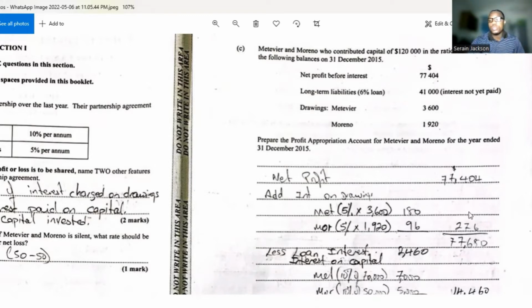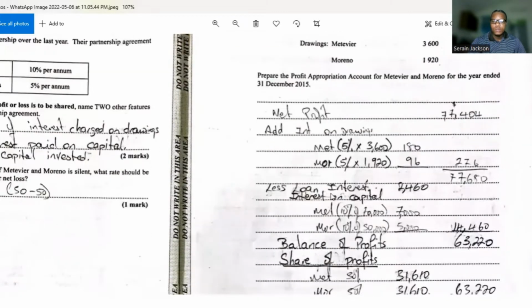You could also put it here because you're just doing addition, right? So you add them to the 77,404, you get 77,680. Now you can subtract your loan interest. This is where I chose to put it. You subtract your loan interest, 2,460.